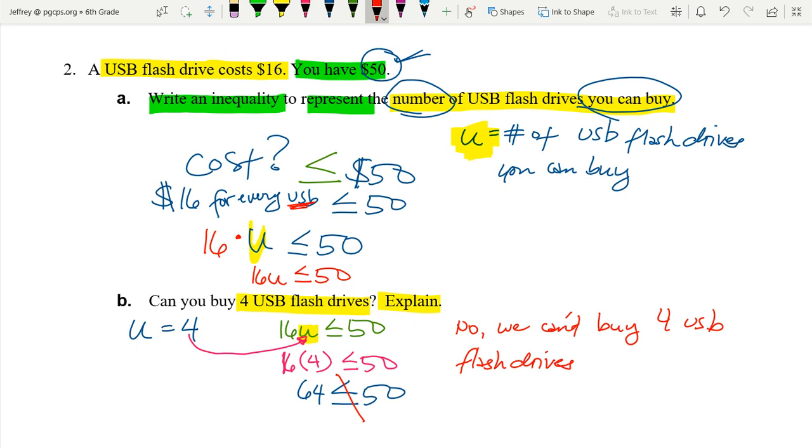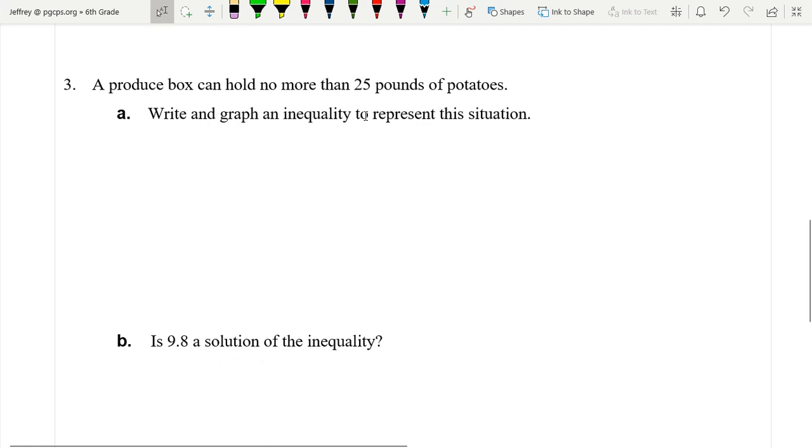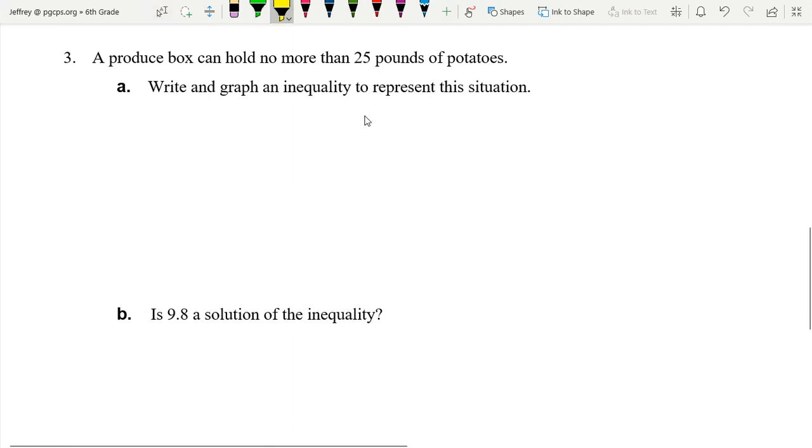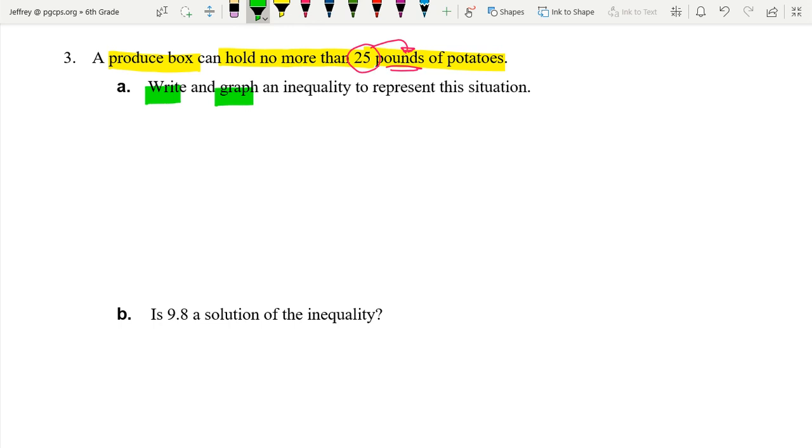All right, let's do the last problem. Number 3. A produce box can hold no more than 25 pounds of potatoes. So the 25 pertains to the pounds of potatoes. Now, we're supposed to write and graph an inequality to represent the situation. Let's do the writing part first. What do we know? A produce box can hold no more than 25 pounds of potatoes.